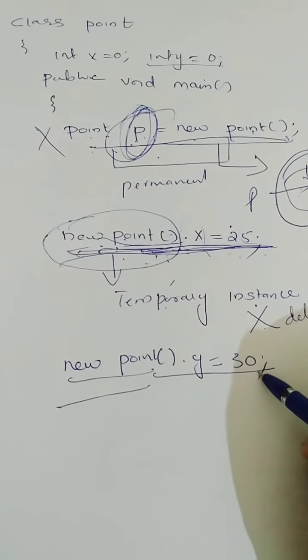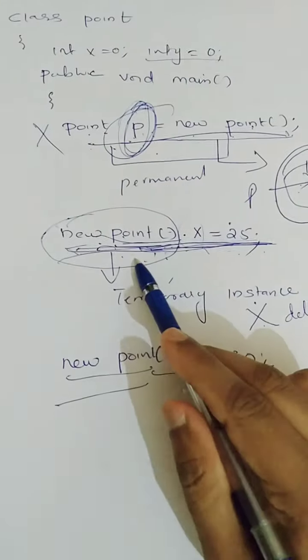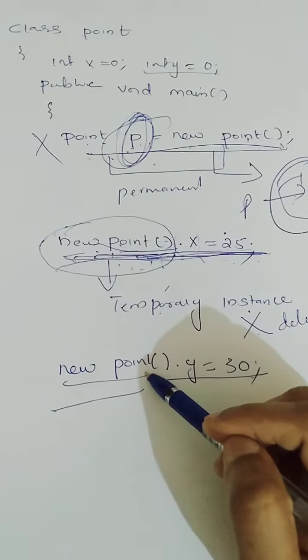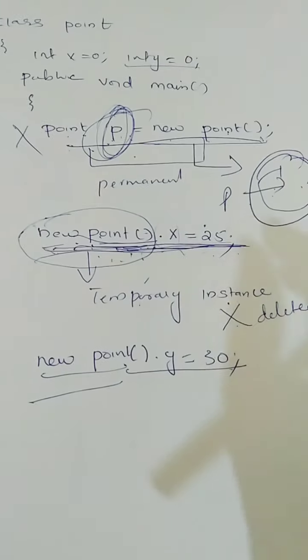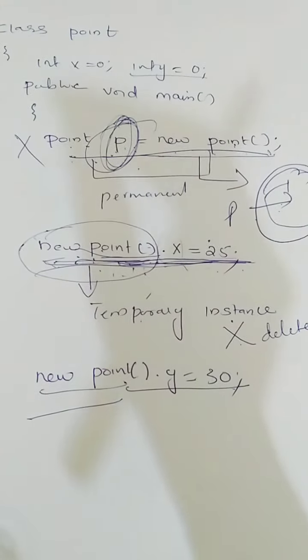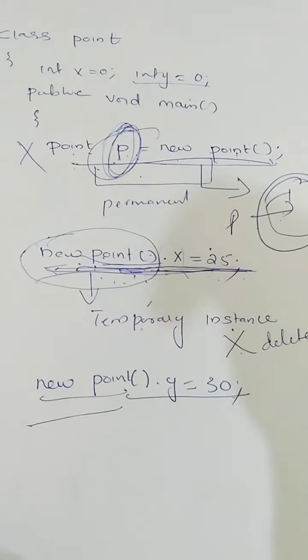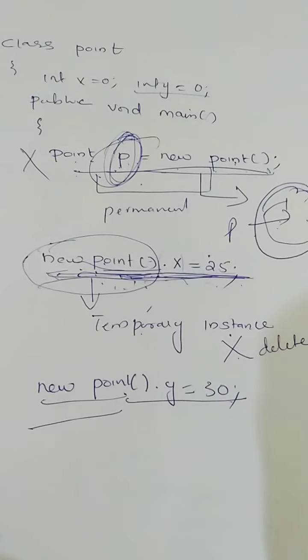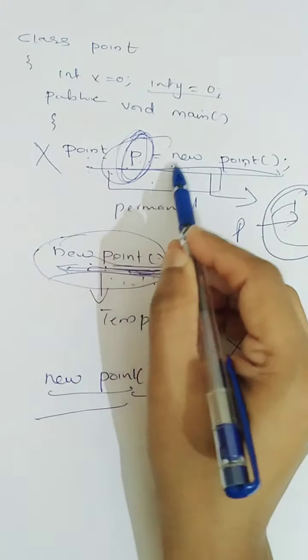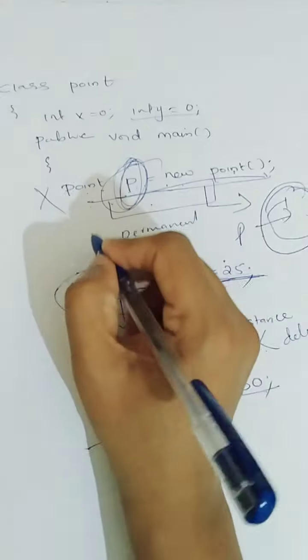So each time you have to write an execution, you have to write it separately. That is a temporary instance because it is not referring to anything. So it will automatically not be available after the statement execution. But here, once you have created an object, you can use it many times.